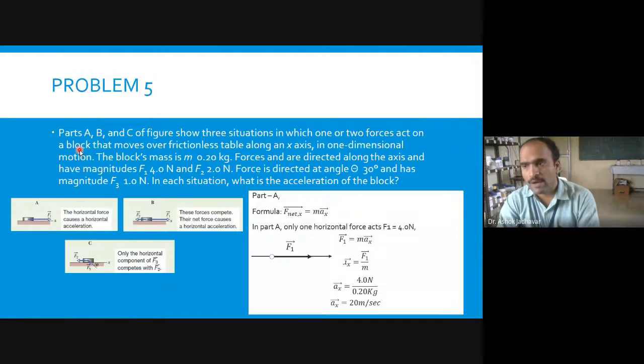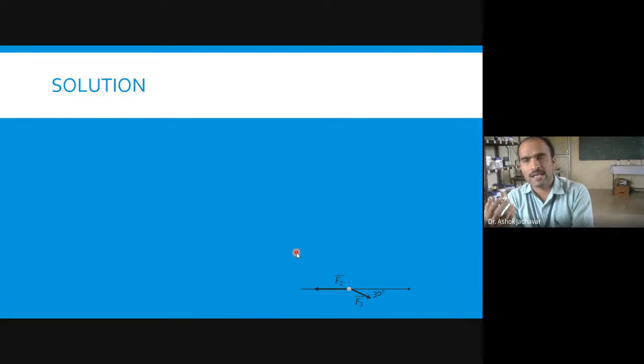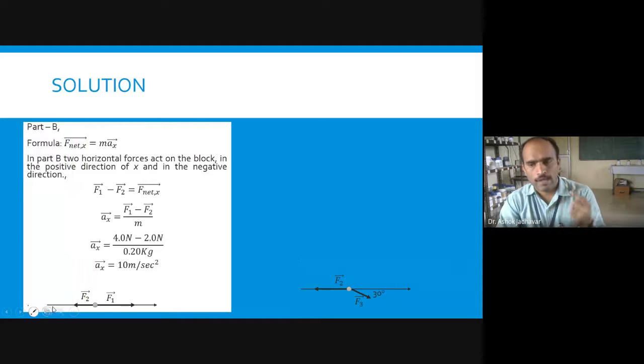In the previous case, we just saw that F net x is F1 because there is only one force acting on that block. But in this case, in situation B, we are having two forces. F1 is along the plus x-axis and F2 is along the minus x-axis. When we are having two forces, we have to determine the net force acting on that body. For that, we have to consider magnitude as well as direction of the force. Now let us look at F1. F1 is along the x-axis, so I have considered it as a positive force. And F2 is along the minus x-axis, so I have made it a negative force. So F1 minus F2 is my net force acting on that block.